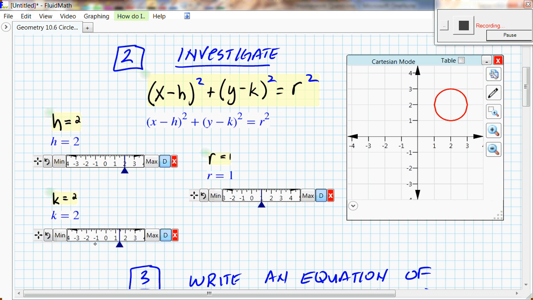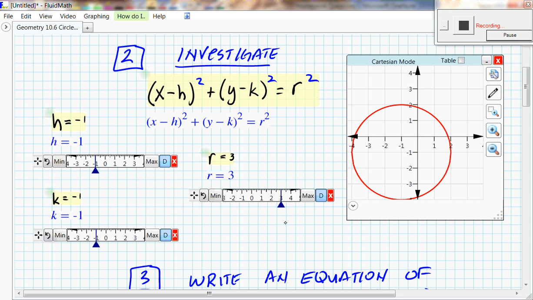I can move it left. I can move it down, I can move it left, I can move it right, I can move it up, I can do whatever. I can change how big that radius I want it to be. Pretty cool.